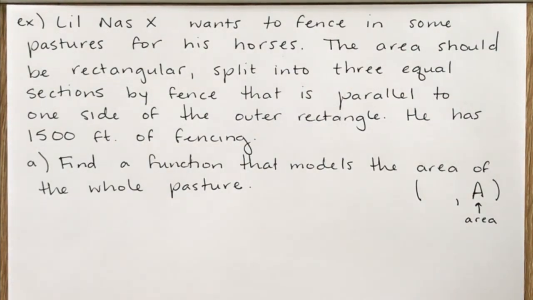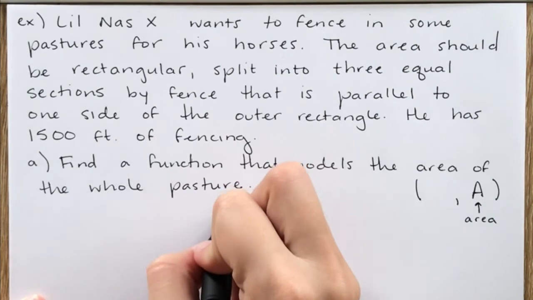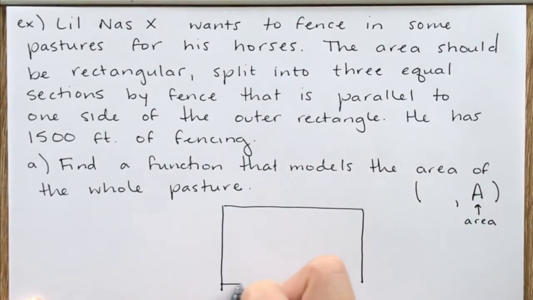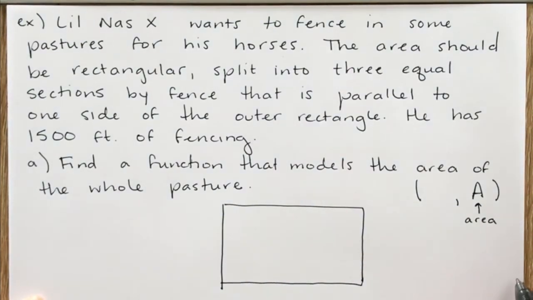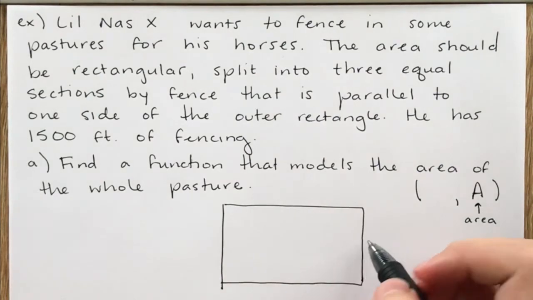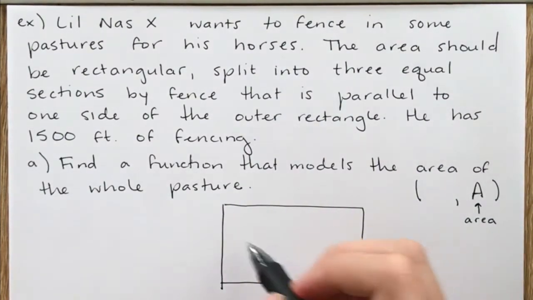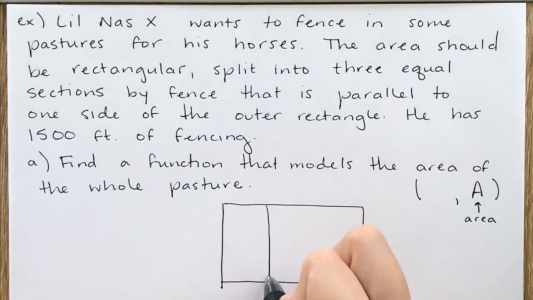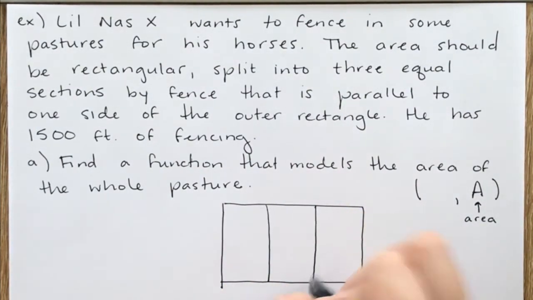So let's do what we did next, which was draw and label a sketch. So we want the whole thing to be a rectangle, that's for sure. And it should be split into 3 equal sections by fence that's parallel to one side of the outer rectangle. So we want it to be parallel to one of the sides. I'm going to choose this side. So 3 equal sections parallel to that side. That's going to look like this, right?